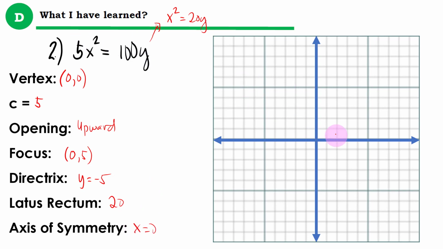Okay? Then, let's graph it. Here's our vertex. Our vertex is at (0, 0). And then, our focus is at (0, 5). Here it is. Our directrix is y equals negative 5. Here it is. And then, our latus rectum is 20. So, therefore, 10 on both sides. So, this is one of the points and this is the other one. Okay? And then, our axis of symmetry is x equals 0. Here it is. Okay, that's it.